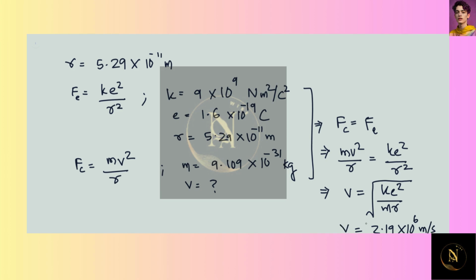So v comes out to be 2.19 times 10 to the power 6 meter per second, and you can convert this into kilometer per second, and that will be 2190 kilometer per second. So this is the speed of the electron of a hydrogen atom in its orbit.